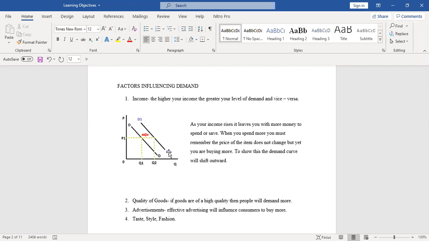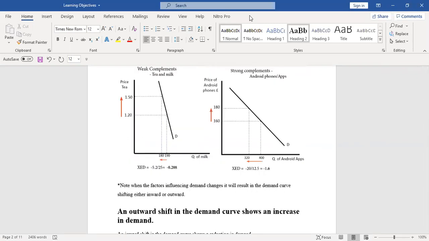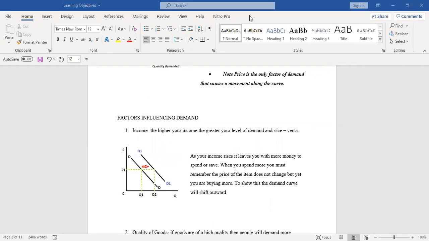I'm going to give you a scenario, and you are going to tell me if it will cause an inward shift or if it will cause an outward shift of the demand curve. Right? And I'm going to be calling on certain people to answer. Alicia, we'll start with you. Your income has increased. What effect will that have on your demand curve?